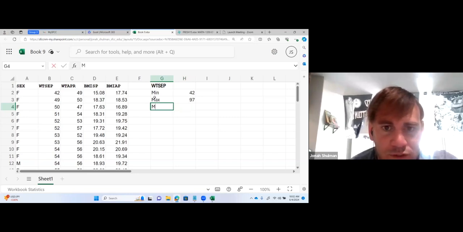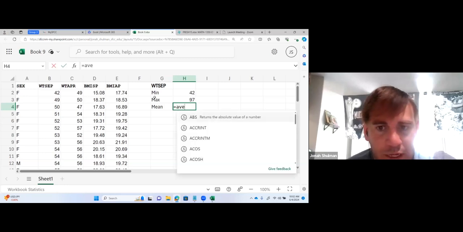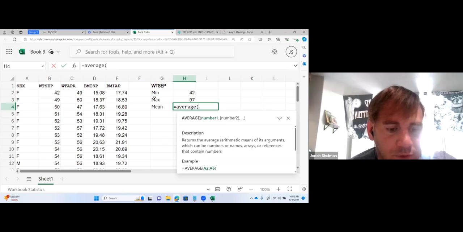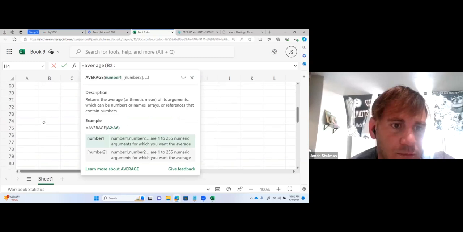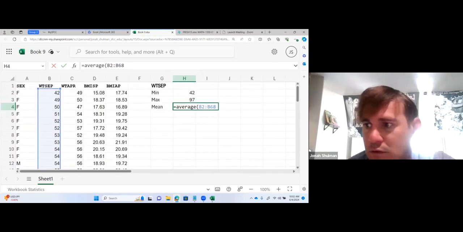We could do our average or mean. This is their average. So if I want the mean or average, I can click the equal sign and then type in the word average. And I could do parentheses and I can type in from B2. I'll show you a few ways to do this. B2 all the way, see how that highlighted? All the way to B97.